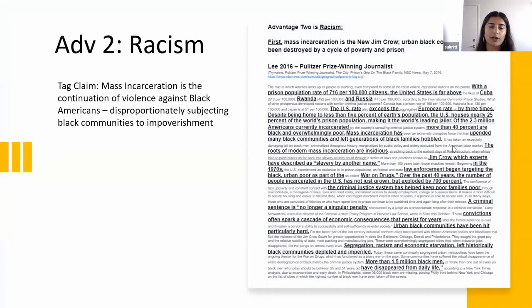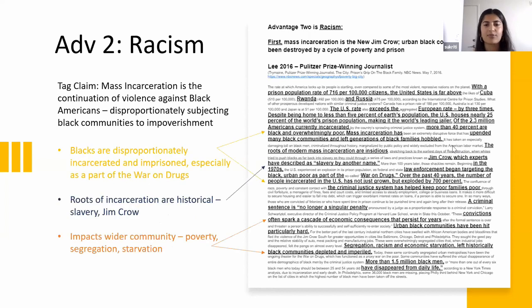And lastly, we're just going to quickly go over the racism advantage. The tag in this card is trying to claim that mass incarceration is the continuation of violence against Black Americans, and it disproportionately subjects Black communities to impoverishment. So we have to be careful when we're discussing racism and be careful of how you're talking. But as long as you're academic about it, it should always be good.